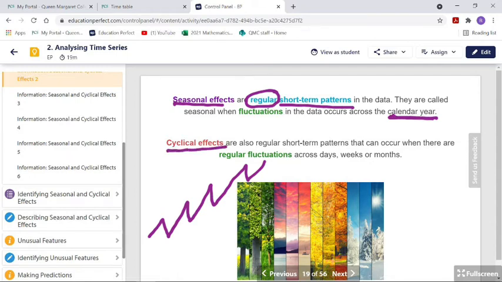Now, cyclical effects are the same type of thing, but they're just fluctuations over time. So you're not really talking about a specific calendar effect. So it's a little bit different, but they really are the same kind of idea.